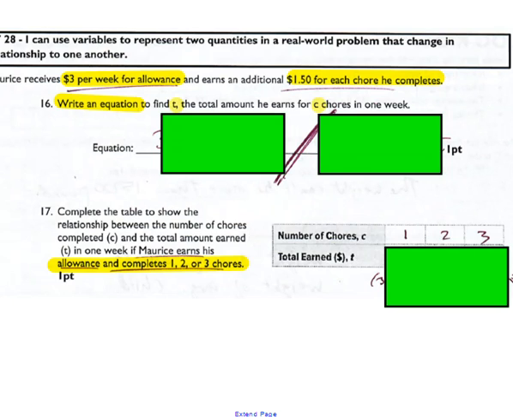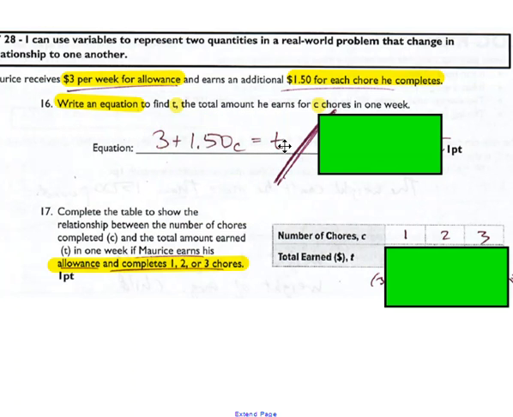Let's keep going here. Number 16 and 17 and 18 and 19 all go together. You need to understand that he receives $3 for weekly allowance, and he also gets $1.50 for each chore he completes. So number 16, there's a couple ways to show our equation here.